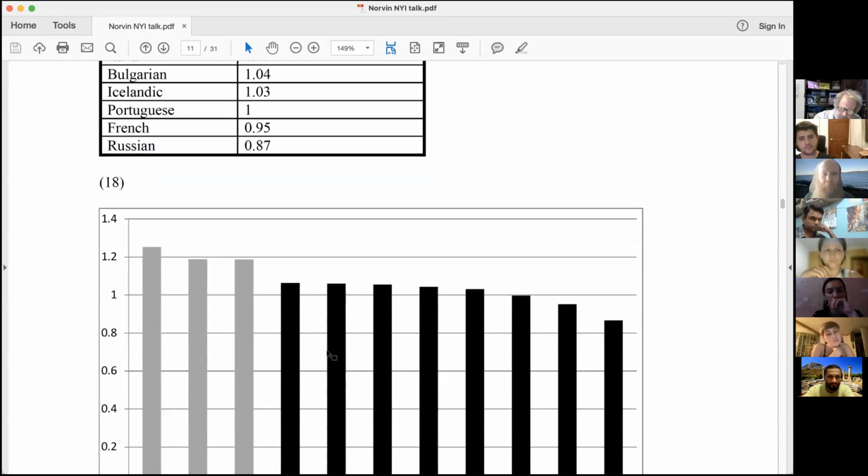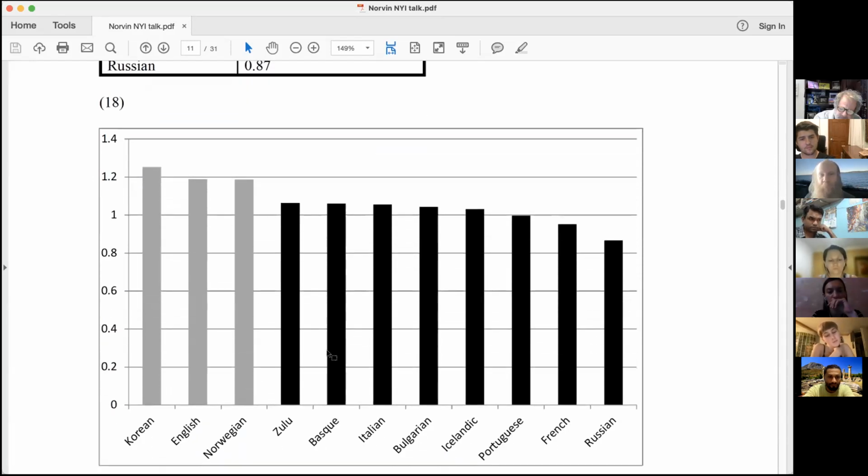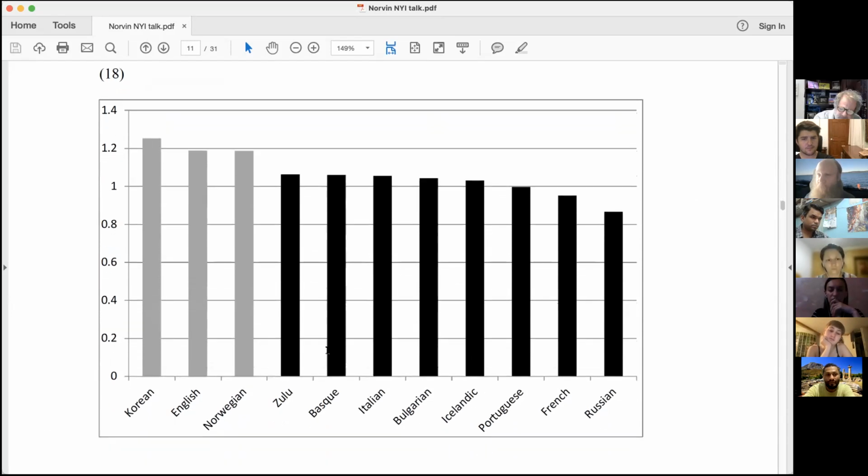Those are the numbers. In 18, you have the same numbers as a graph. And I'm encouraging you to think of this as two different kinds of languages by giving you some gray bars and black bars. The languages with the large gray bars are around 1.2, and the languages with the lower black bars are around 1 or less than 1. Okay.